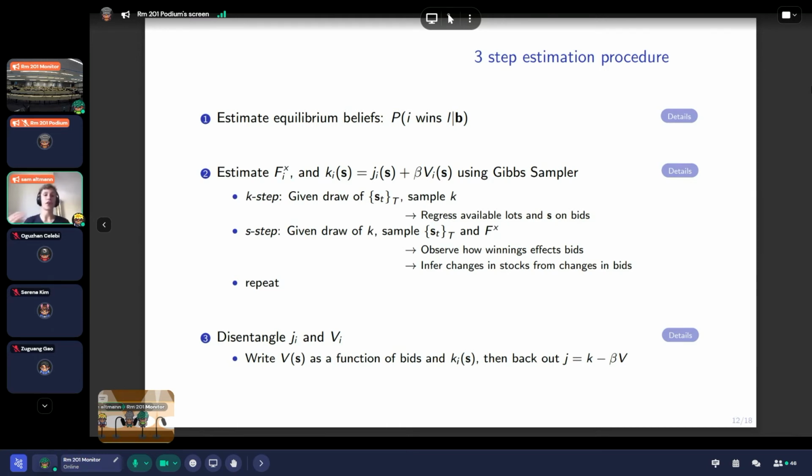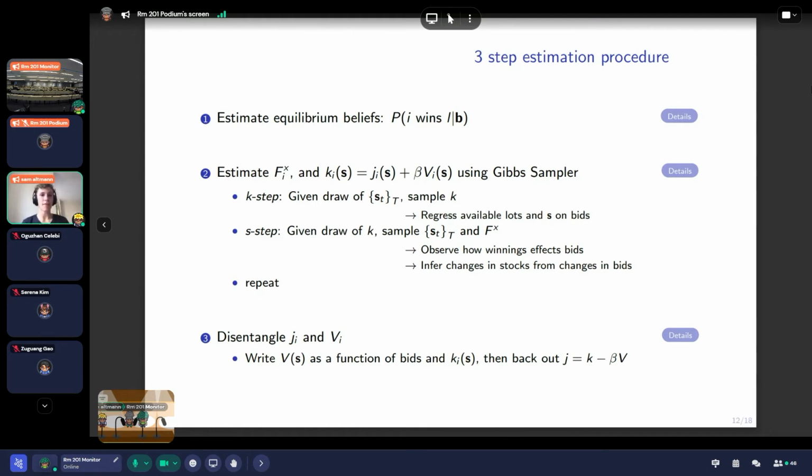And I do this because at the third step, it turns out that I can write the continuation value as a function of my observed bids and the estimated function K. To those of you that are familiar with conditional choice probability estimation, this is very similar to how we might write the continuation value as a function of estimated conditional choice probabilities. So the main problem then is, okay, how do we estimate this function K that's a function of stocks when we don't observe stocks? I use a Bayesian estimation method, a Gibbs sampler, and I broadly just iterate back and forth between two steps. And these two steps just correspond to the two stages of the identification framework that I presented previously.